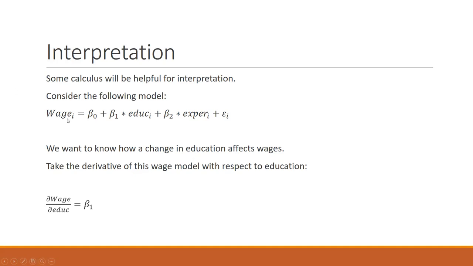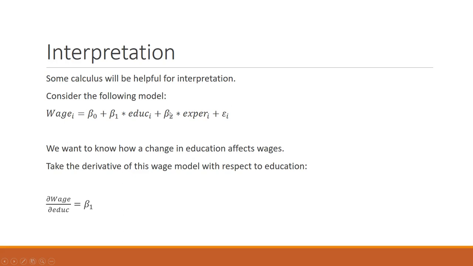Now, consider the following model. This is the first multivariate regression model that we specified in this lecture. Wage is a function of education and experience. We want to know how a change in education affects wages. Well, one way to do that is we take the derivative of this wage model with respect to education. The derivative of wage with respect to education equals beta 1. The derivative of this equation with respect to education is beta 1.